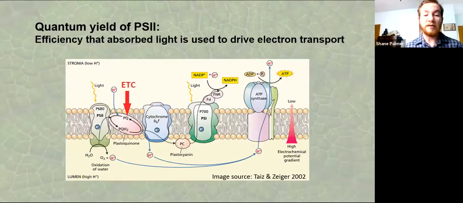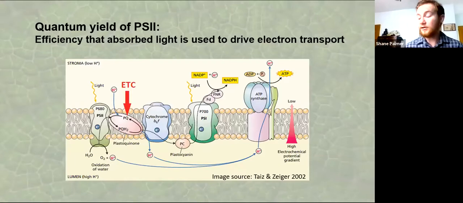And this is just a reminder for everyone from their textbooks about the process. PS2 is all the way on the left, and it's kind of first in line as far as the process for a photon being intercepted. And PS2 is responsible for then shuttling electrons through the electron transport chain.